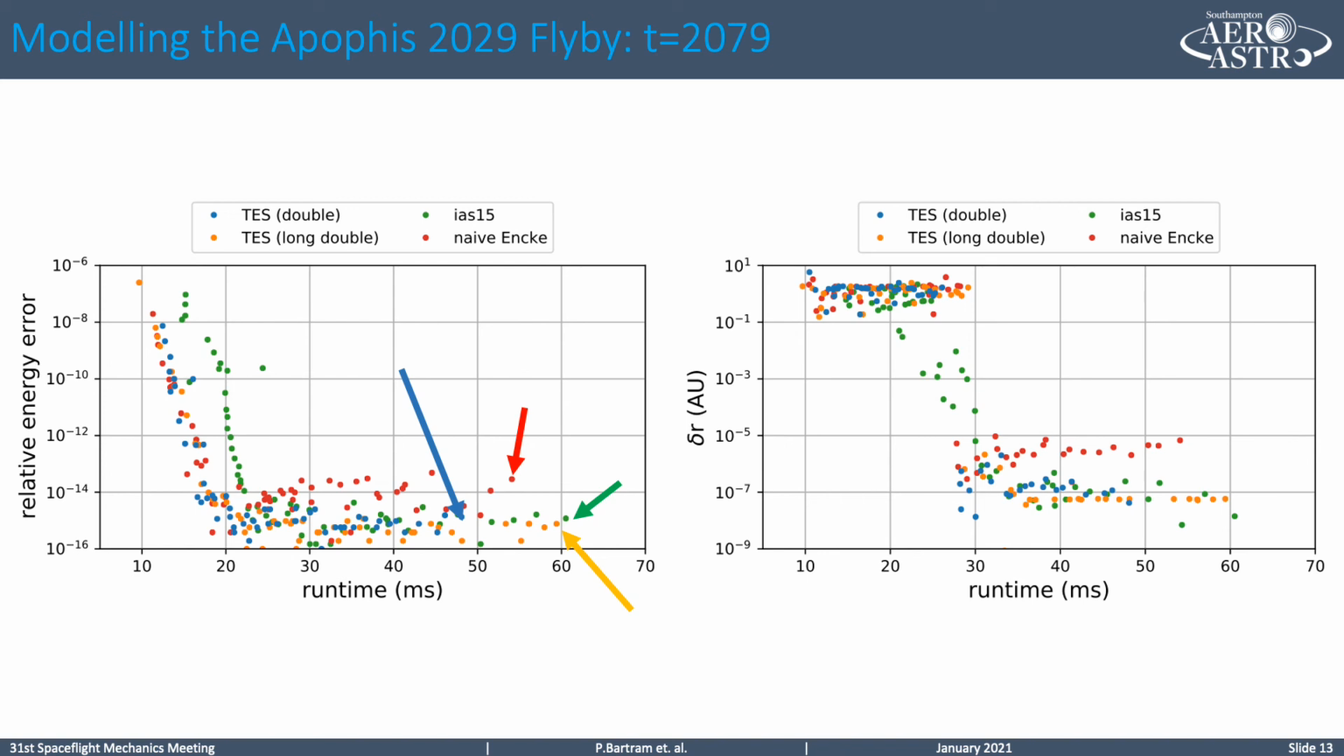In the right-hand panel, showing the position error of Apophis, we find that IAS-15 converges in a similar fashion to that seen in the energy plot. Whereas for the Ankar schemes, the positional error is either excellent or very poor with no transition region. What's important is that the default tolerances for TESS are well within the region of good performance.